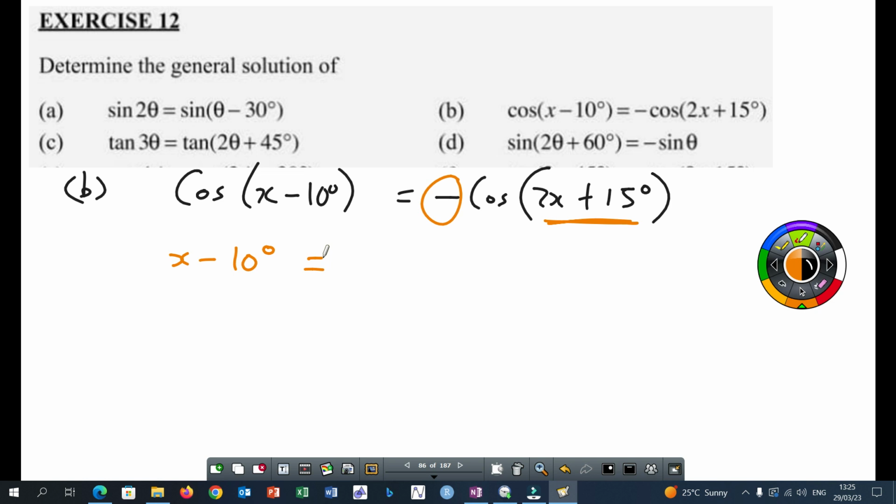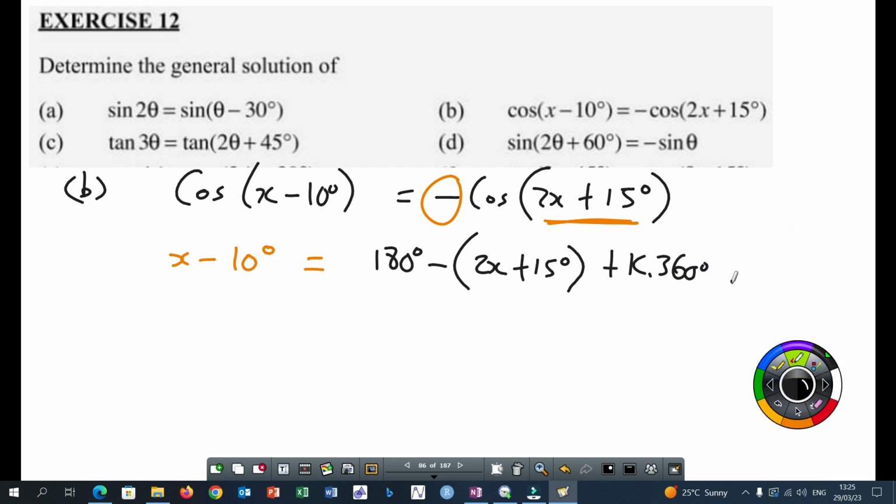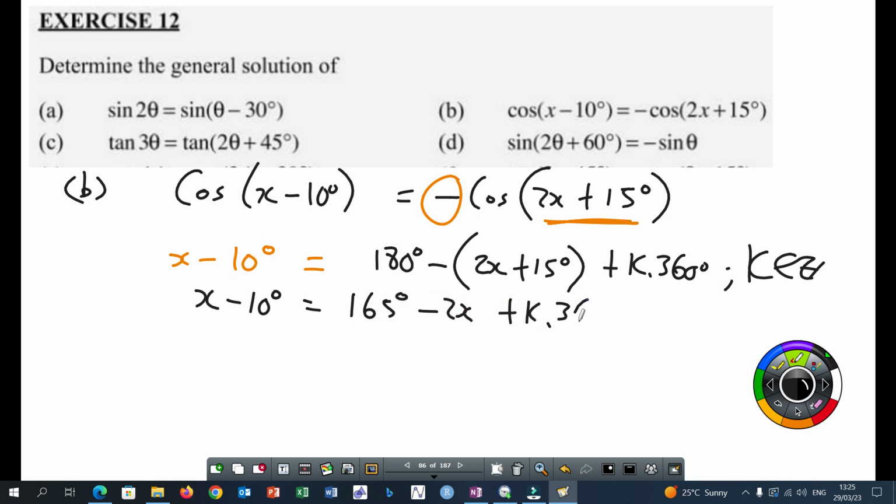If you want to get the angle in the second quadrant, so this will become 180 degrees minus (2x plus 15 degrees) plus k times 360, where k is an integer. Then you get x minus 10 is equal to 165 minus 2x plus k times 360 degrees. Okay, so we end up getting 3x.